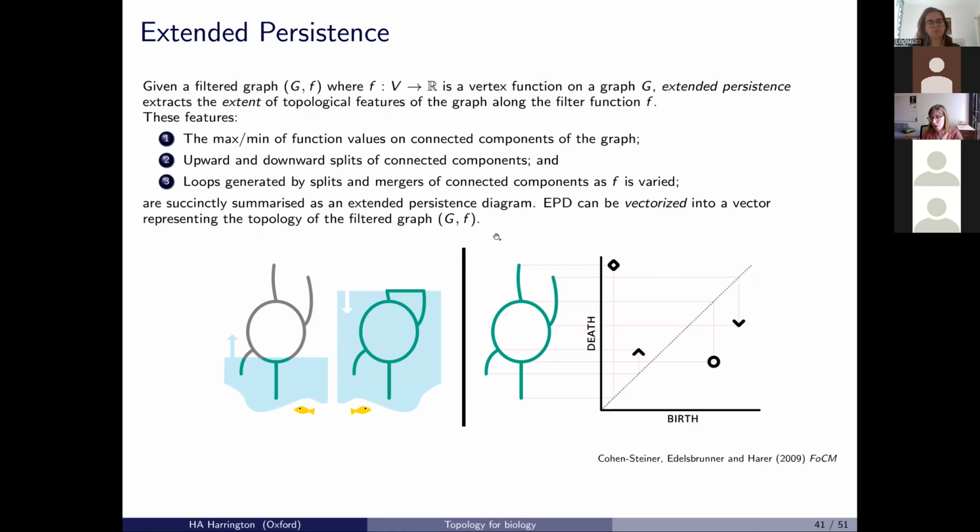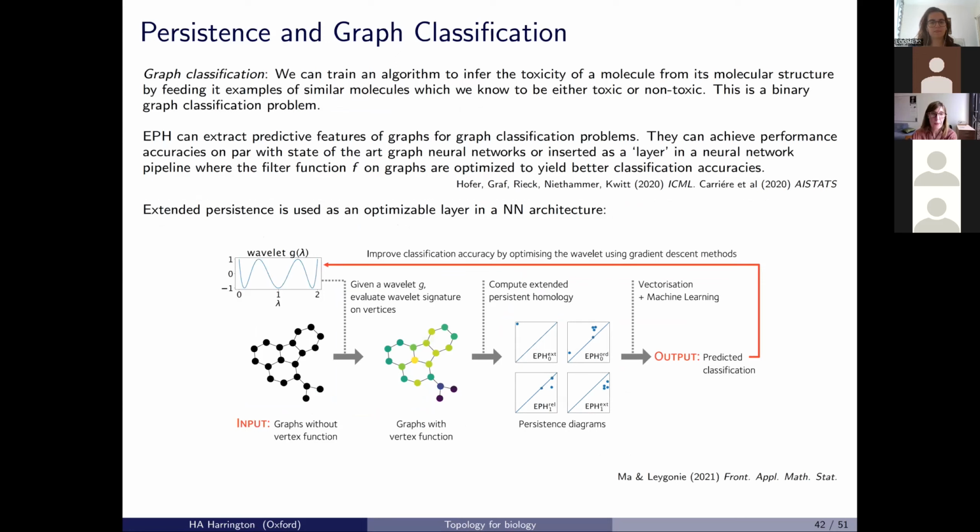And what I want to just mention is that this has been used in machine learning for graph classification. I realize I'm running out of time, but I would like to make a plug that extended persistent homology was done by two early career researchers in Oxford, Ambrose Leone and Jacob Leone, who were able to include extended persistent homology for this graph classification. So this is where it's used as an optimization layer in a neural network architecture. So it's not only just for inference, which is how we use extended persistence, then they used it in graph classification.